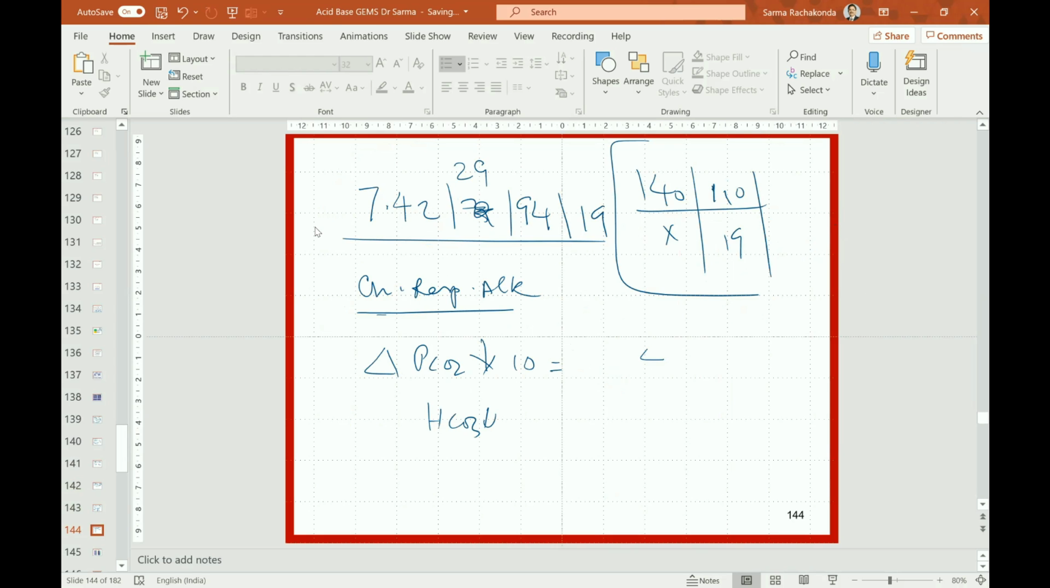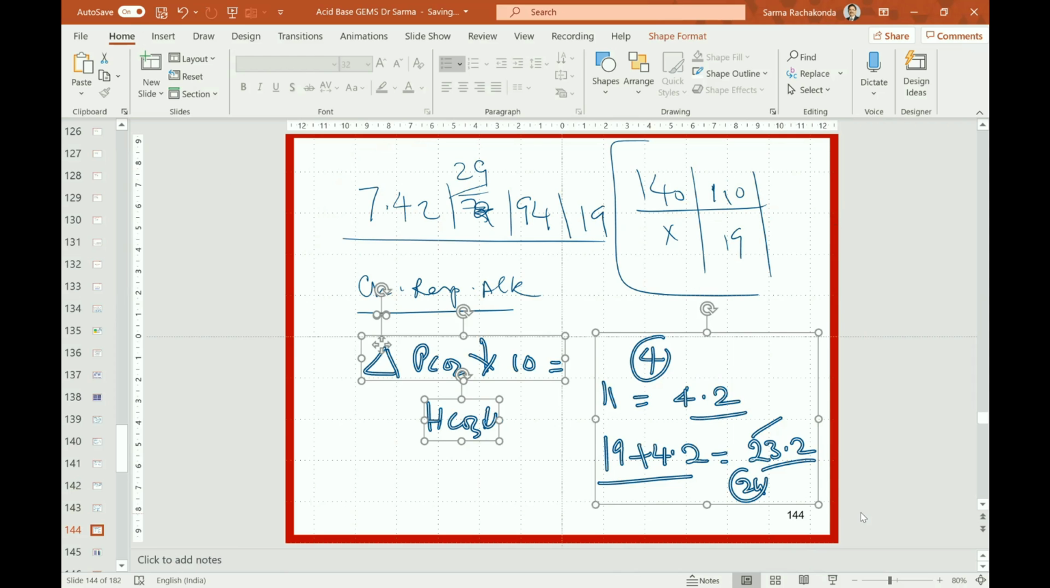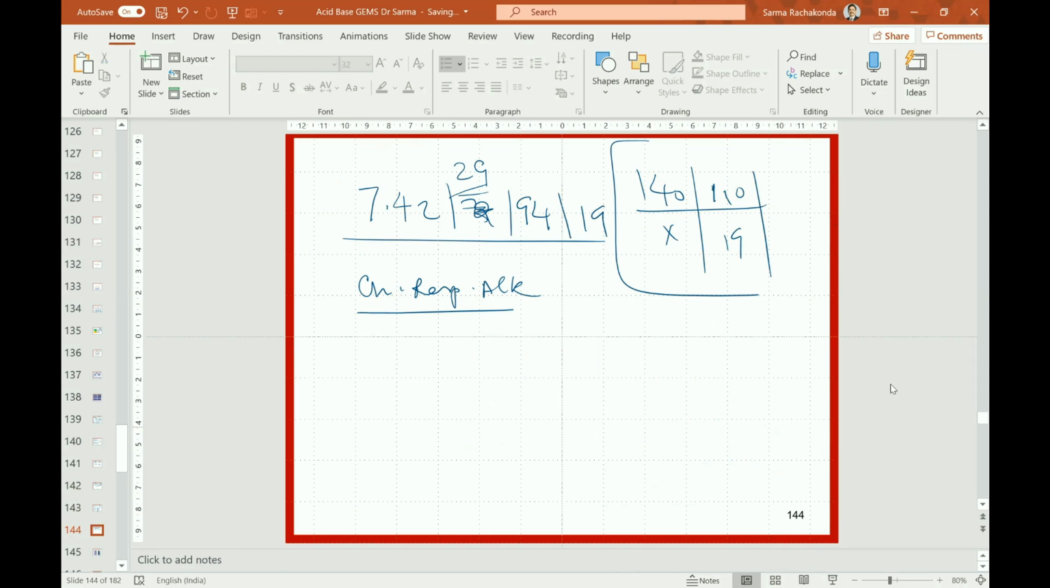For every 10, there should be 4 units. How many are there? 11. For 11, maybe 4.2 or something like that. The bicarbonate should have dropped by 4.2. 19 is the given value, 4.2 is the compensation expected, so 23.4. Normally it's 24. 24 and 23.4 are one and the same. So there is no associated metabolic disorder. Okay? How you work out?